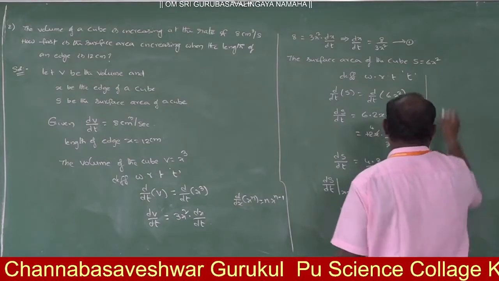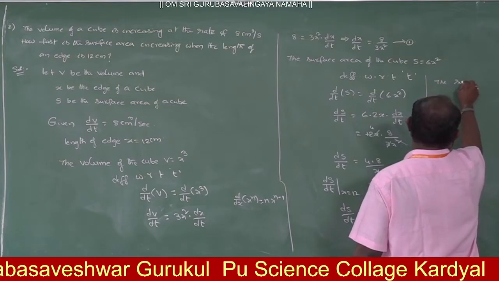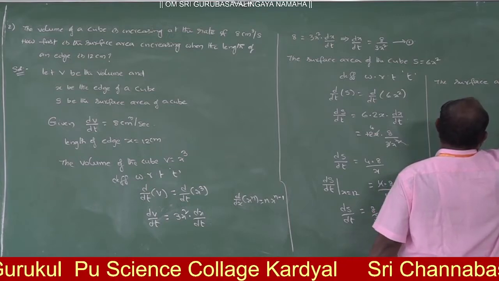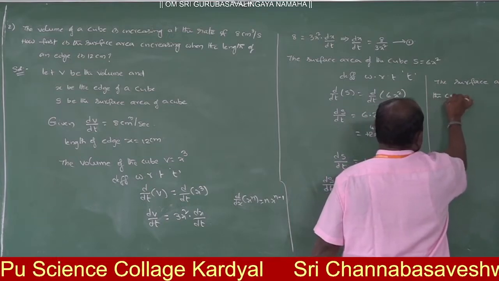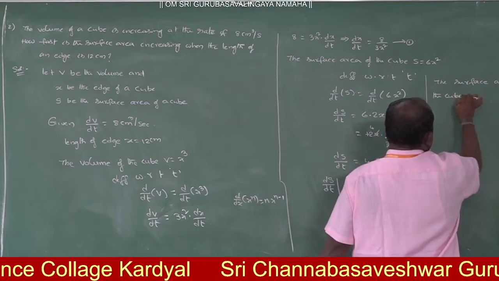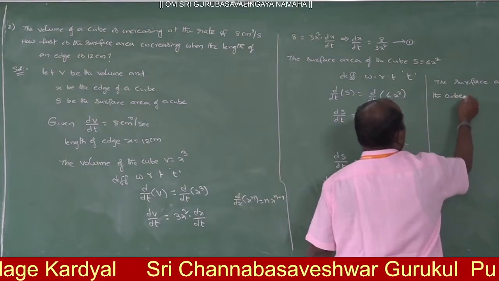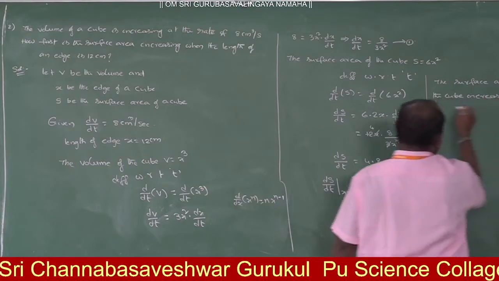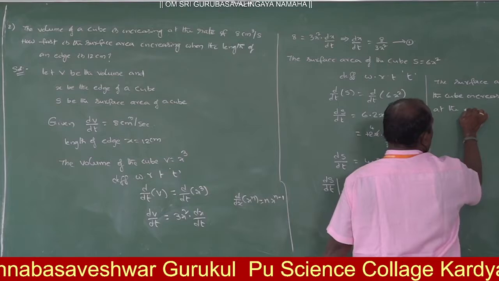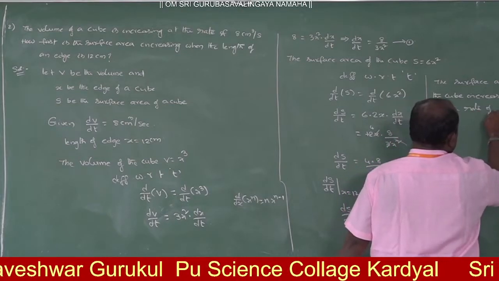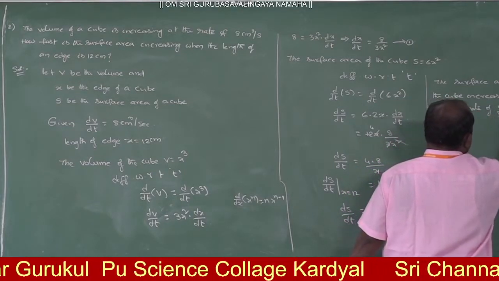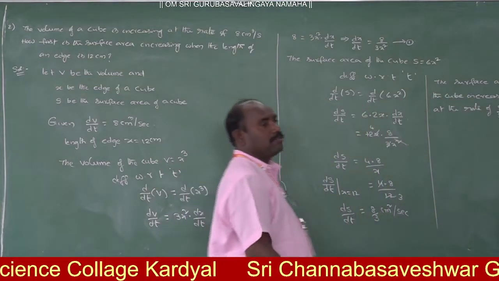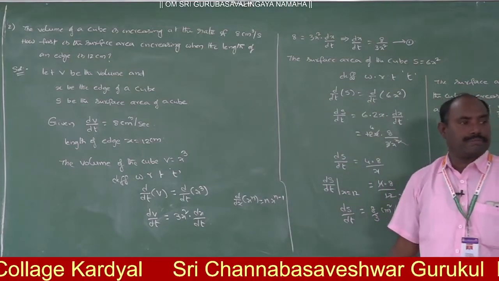Therefore, the surface area of the cube is increasing at the rate of 8 by 3 centimeter square per second. That's one important problem. 5 marks question, so this is the question.